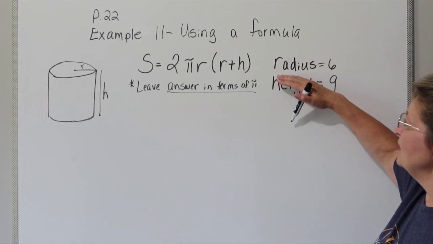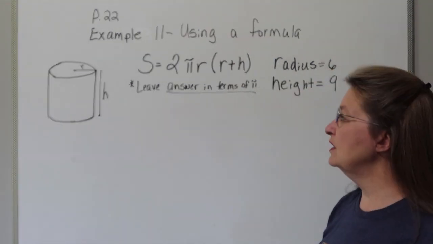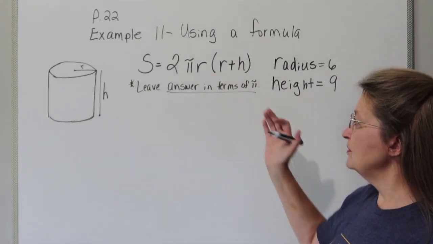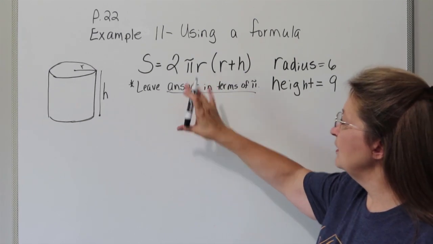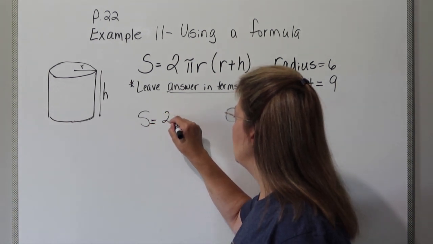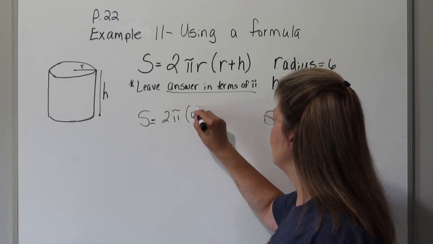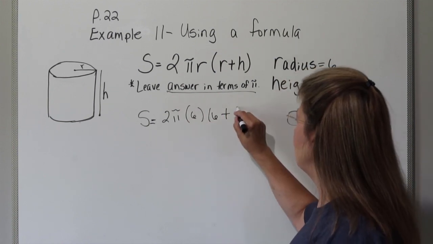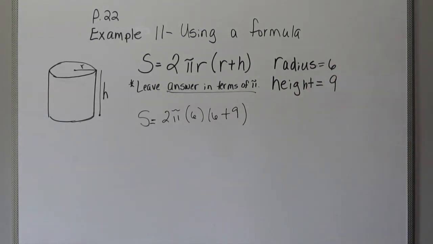We're given the information that the radius is 6 and the height is 9. Now, fortunately, that's pretty easy to figure out for this formula. r is going to be the radius and h is going to be the height. So, let's fill in our formula. S is equal to 2 times pi times our radius, 6. And then in parentheses, 6 plus our height, 9. So here's what the formula looks like when you fill it in.